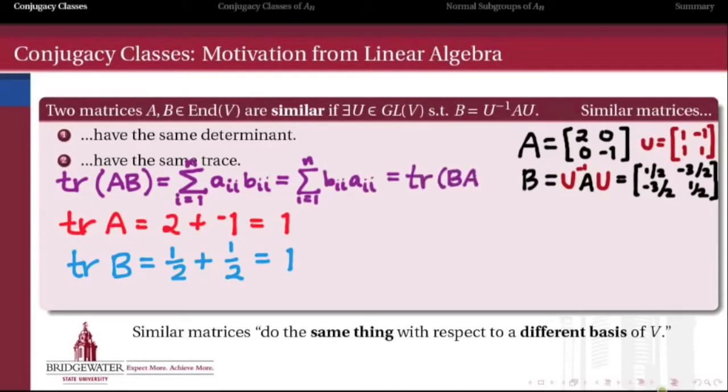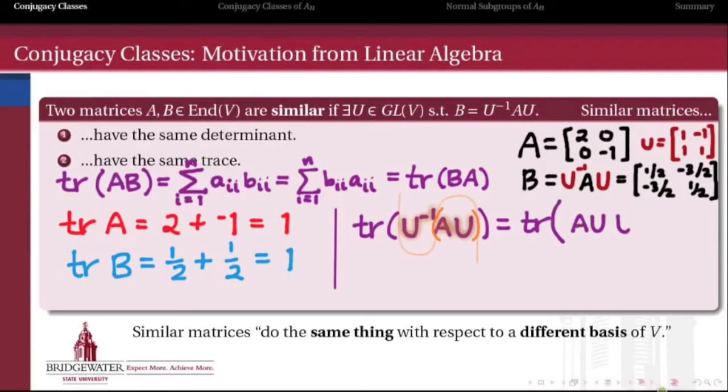So the trace of AB is the same as the trace of BA, and as a corollary, that means that for the trace of B, which is U inverse AU, if I group the AU and then reverse U inverse with that product, then I can cancel the U's, and I find out the trace of B is the same as the trace of A. So both the determinant and the trace are the same for similar matrices.